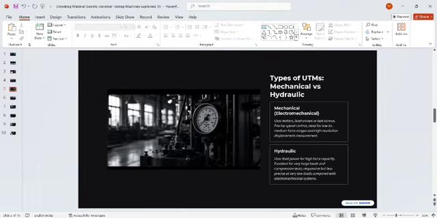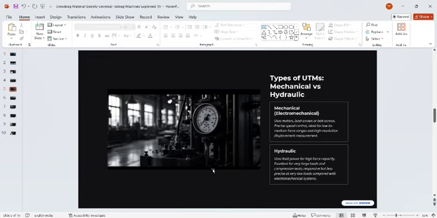Next, the types of UTM. Generally we have four types of UTMs: mechanical UTM, hydraulic UTM, and single-column and dual-column UTMs. The electromechanical UTM uses motors, lead screws, and ball screws. It gives precise control of speed, is ideal for low to medium force ranges, and has high-resolution displacement measurement.